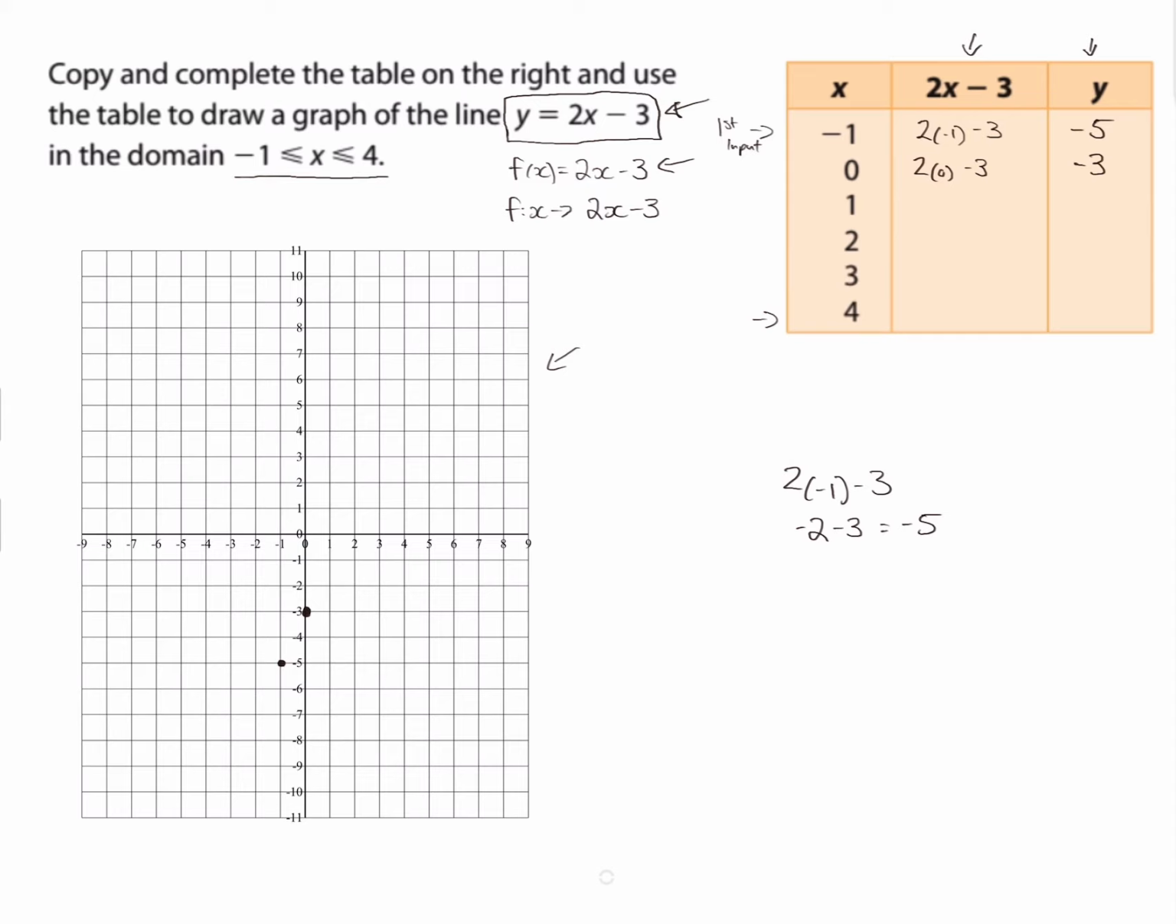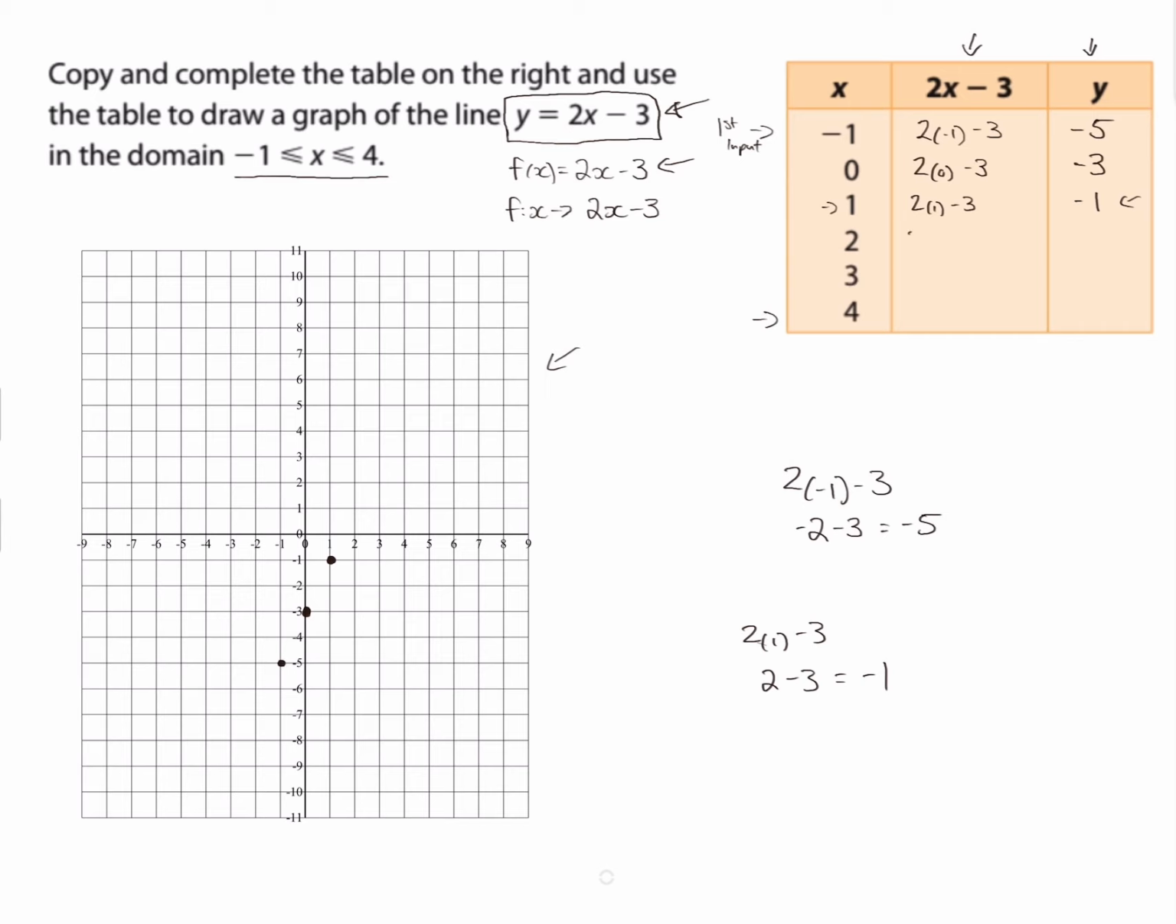The next one is 1. So 2 times 1 minus 3. So 2 times 1 is 2. Minus 3 leaves us with -1, doesn't it? So the input is 1 and the output is -1. All right, so now we have (1, -1). So I just go to 1 on the x-axis and I go down to -1 on the y-axis. You can see where this is going.